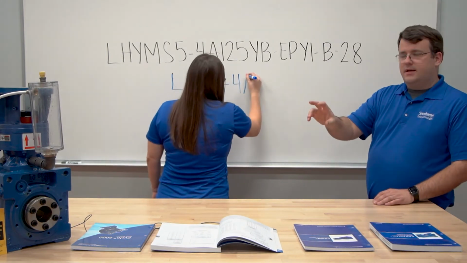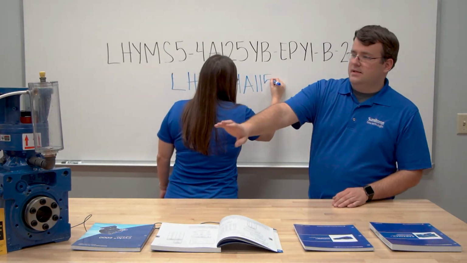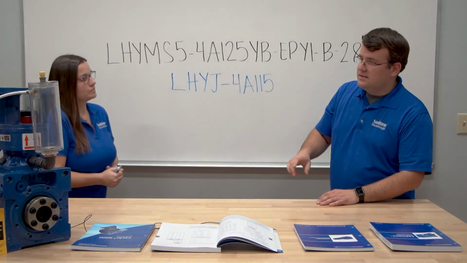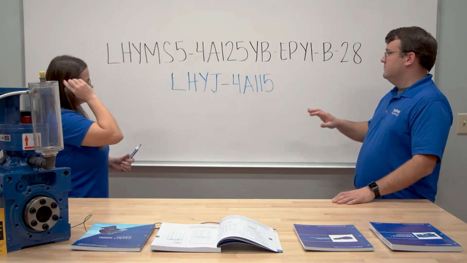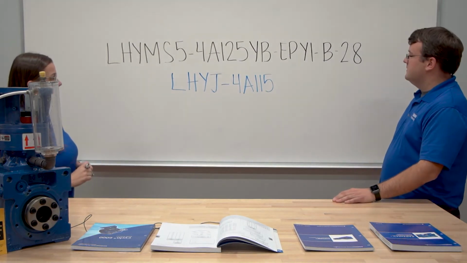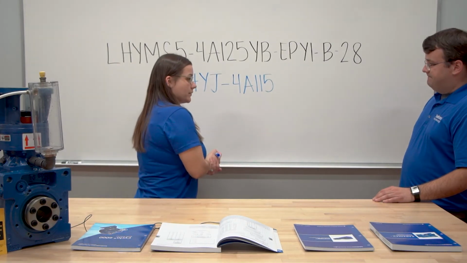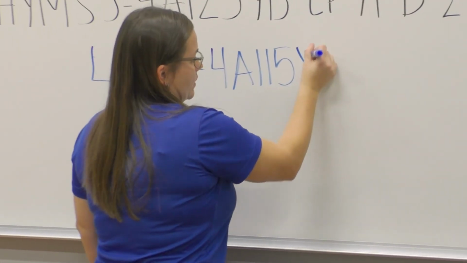It's just hard to show on camera, but there are stampings in the side of the cyclo portion, and you can see the frame size, but they're very hard to see on camera. But we know this one's a 4A115. And then for this instance, we will have an inch shaft taper bushing, so we would have a Y here.